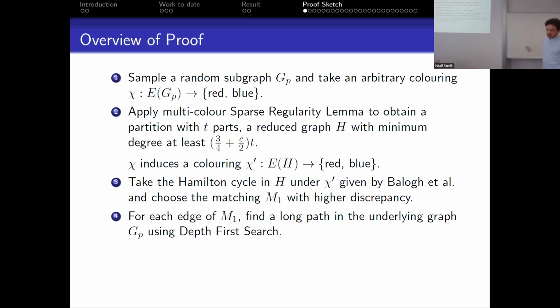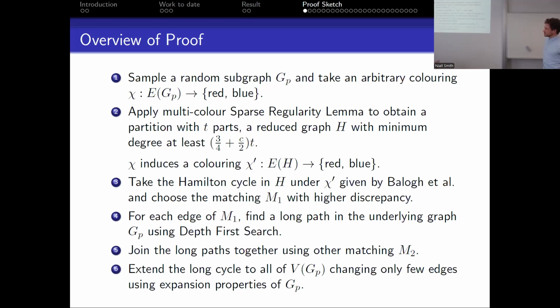For each edge in the matching in the reduced graph, you go back to the original graph, and then you can find a long path. And then you join the long paths together using the other matching of the Hamilton cycle. And then finally, you can extend. So what you get is a long cycle on most of the graph, and then you can extend this using the expansion properties of the random graph.